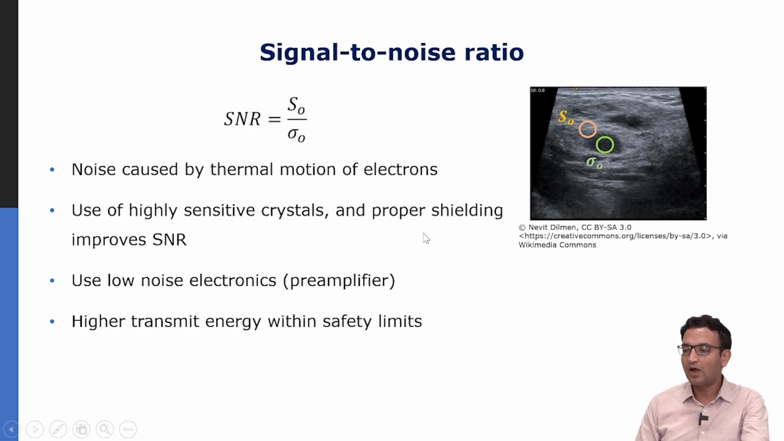I would also have to have proper shielding of my probe so that there is no RF noise, and that will improve the signal to noise ratio. Further, once I capture the signal using my ultrasound transducer, it will be very weak. So I have to amplify it to a certain level, which is done using a low noise preamplifier. The design of the preamplifier will affect the imaging quality. And also if I transmit higher energy, of course within safety limits, because we cannot exceed the safety limits as we will learn in another chapter, then we get better signal to noise ratio.